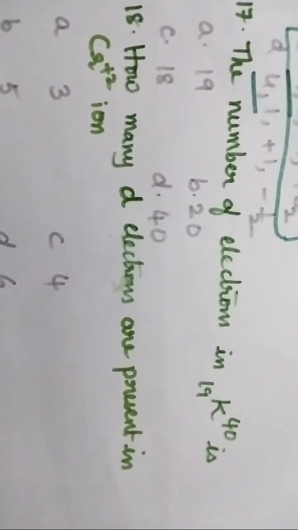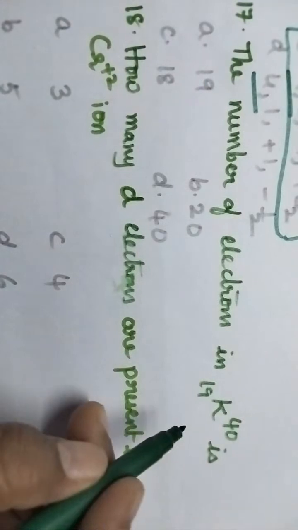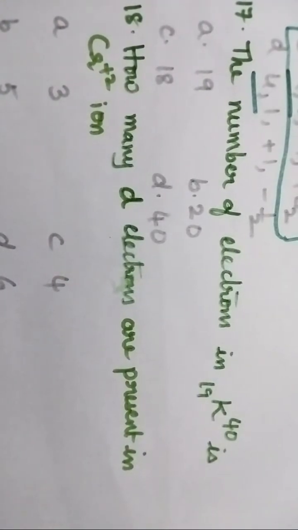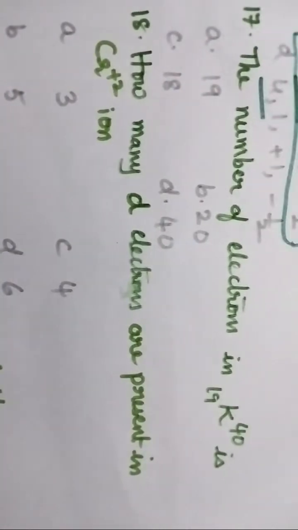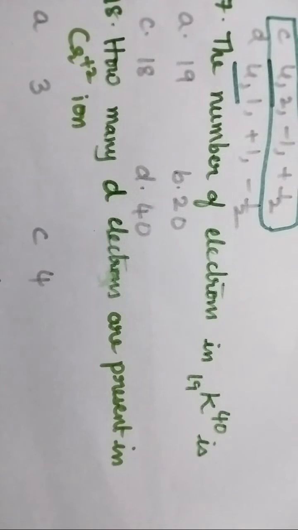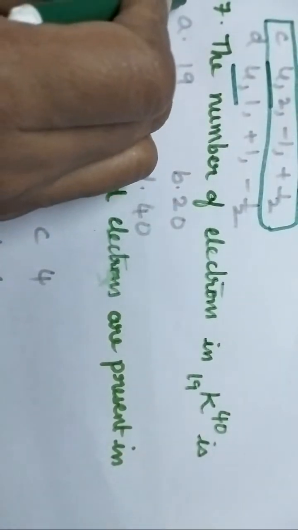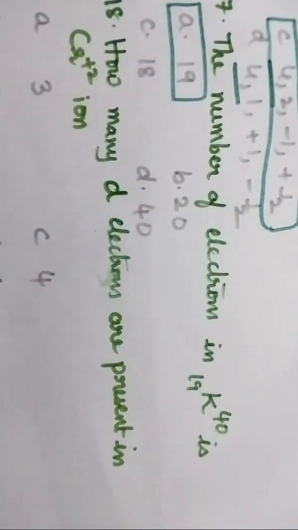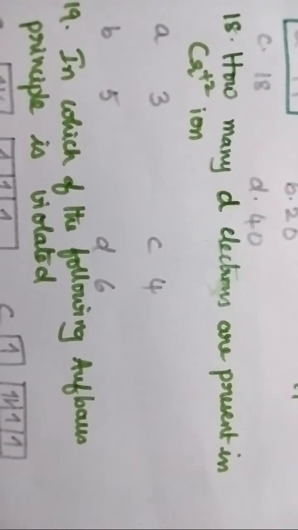The number of electrons in potassium, 19, 40. Very simple question. What is your answer? The number of electrons present in potassium. Yes. Very good, Tilak. Option A is the right answer, 19 electrons. I would like to conclude within a few minutes.